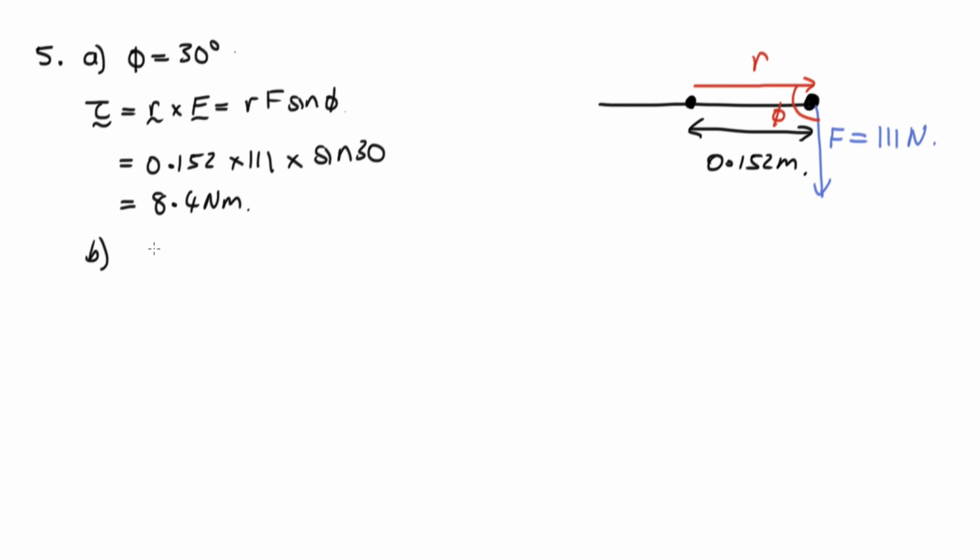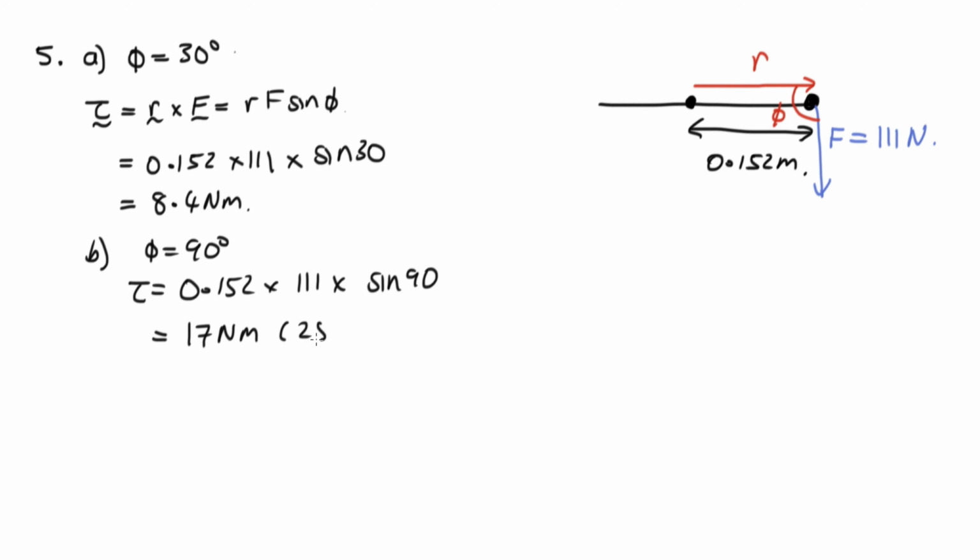Now in the next part, we're told that phi is equal to 90 degrees. So like I've drawn it up here. And in this case, the torque is equal to RF sine 90. So that's 0.152 times 111 times sine 90. Sine of 90 is just 1. So solving that, I get 17 Newton meters, where I've given it to two significant figures, just because everything's given to two significant figures. This was to two significant figures too.